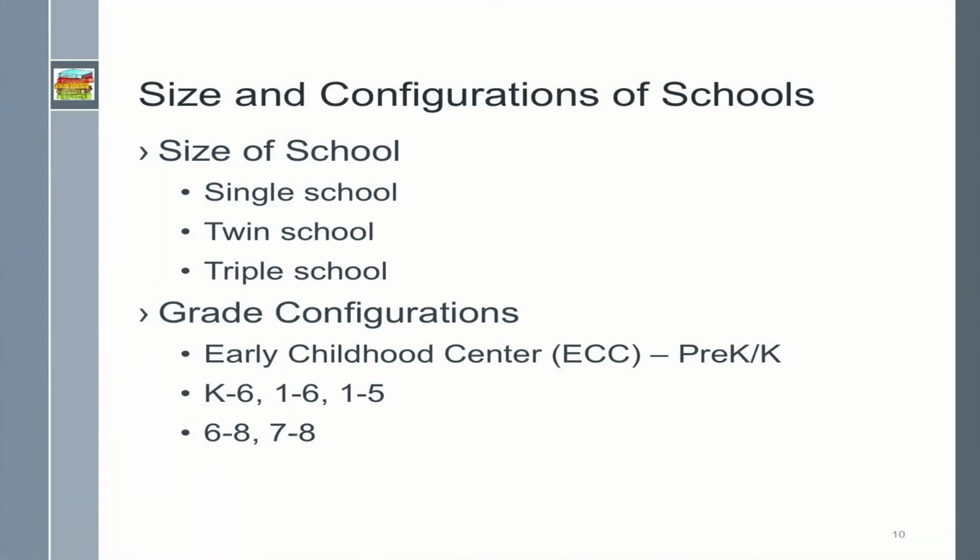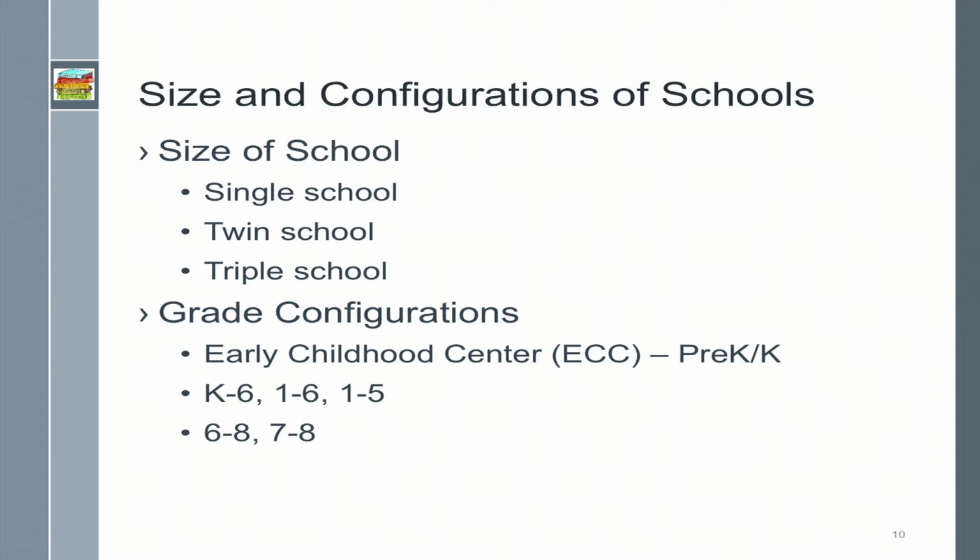To make the options easier to understand, we're first going to review some of the key characteristics of the options, starting with the size and configurations of the schools. You'll see that some of the options refer to single schools, whereas others put forward a twin school or a triple school as an option.